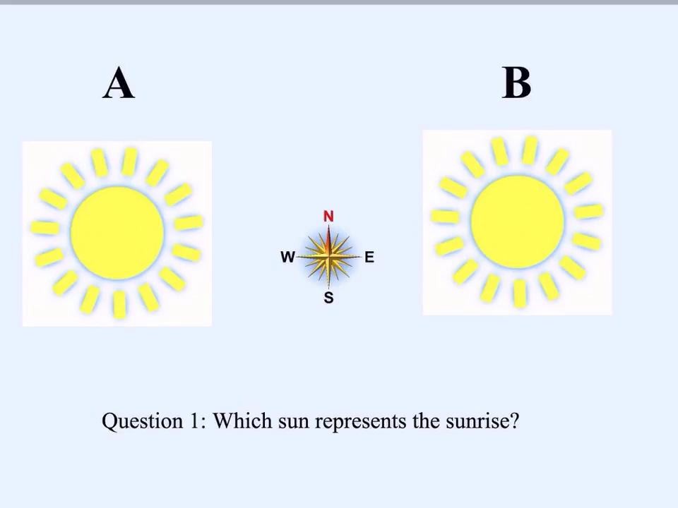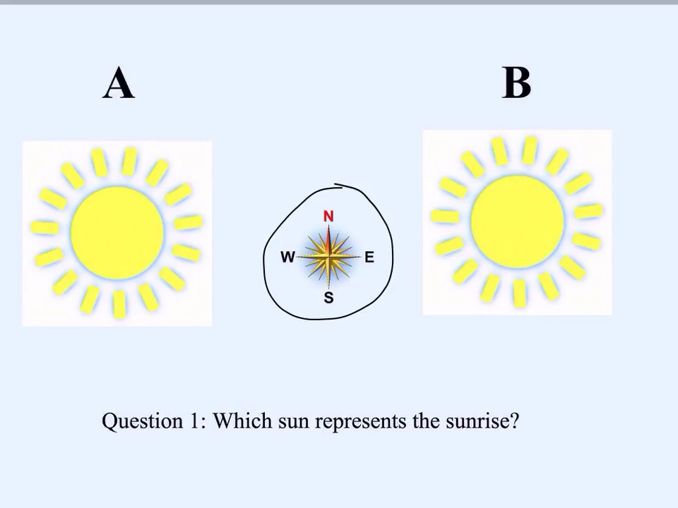Alright, let's start looking at this weekend's homework assignment. Let's start on this first slide here. By looking at this right here, we have what we know as the compass rose. The compass rose gives us directions. N stands for north, E stands for east, S stands for south, W stands for west.